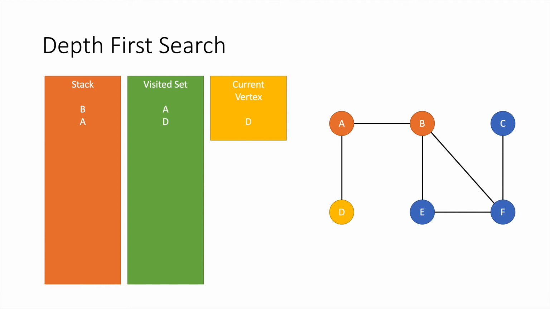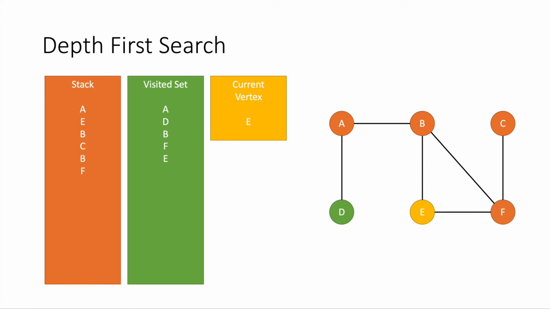We then skip to the next unvisited item, B. We add B to the visited set and add its neighbors to the stack. We now skip to the next unvisited item, F. We add F to the visited set and add its neighbors to the stack. We then skip to the next unvisited item, E. We add E to the visited set and add its neighbors to the stack.